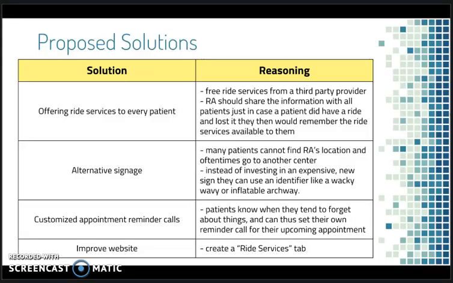Our first solution is to actively inform all patients about the free ride service provided by a third party. Our second solution was to have alternative signage at the Santa Maria location. This is due to their close proximity to another major medical center. When we first visited, we actually drove into the wrong lot. We want to have customized appointment reminder calls that cater to a specific patient's needs. Additionally, we wanted to improve the website to make it more user-friendly.